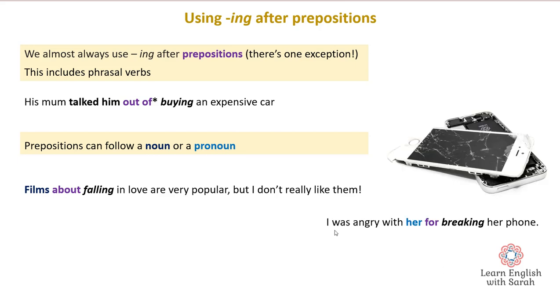And here's another example. I was angry with her for breaking her phone. So now you've got a pronoun, followed by a preposition, followed by the ing.